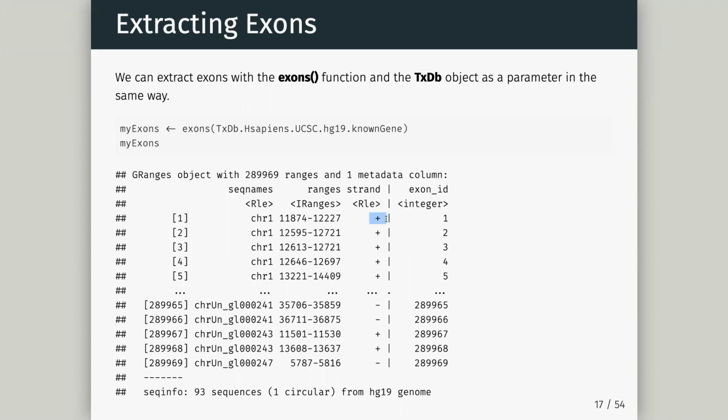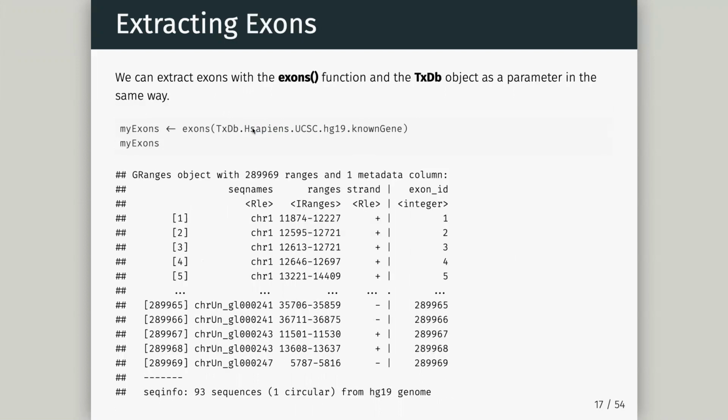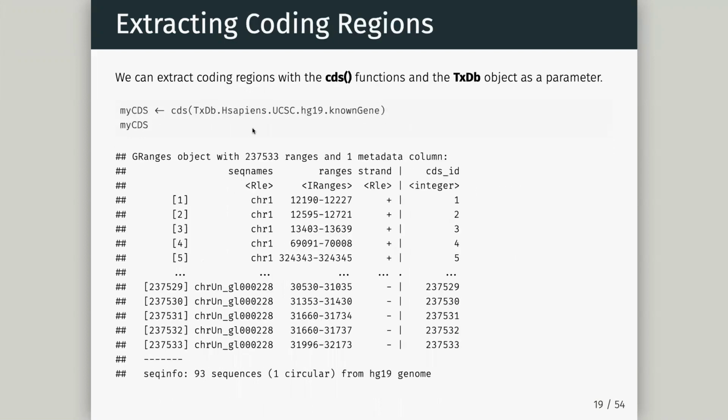We have strand here. We can do transcripts. Now we get a transcript ID, again, 1 till the end. But usefully, we get a transcript name. This is all the same. We're just changing the name of the function. But we're getting a lot more. Now we're looking at exons and then a bit less for transcripts. And we can do CDS and we'll get all the coding regions.